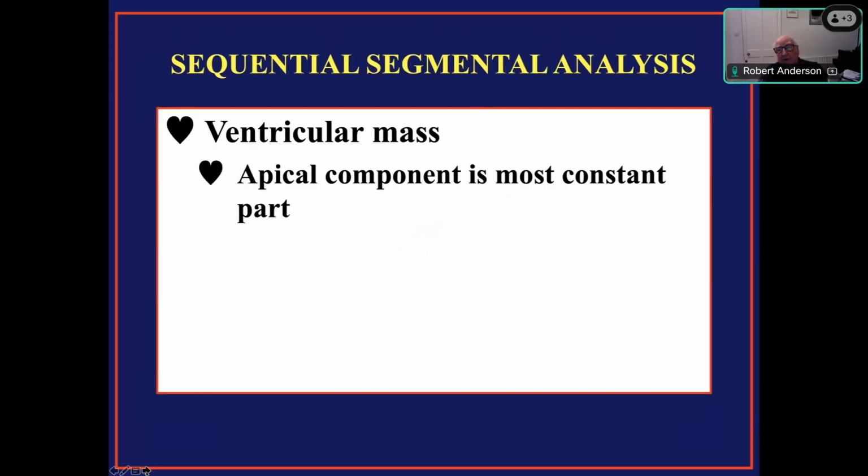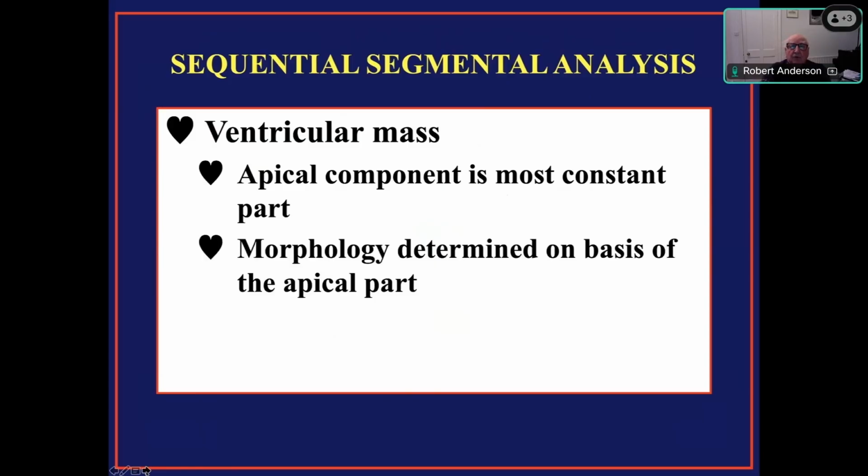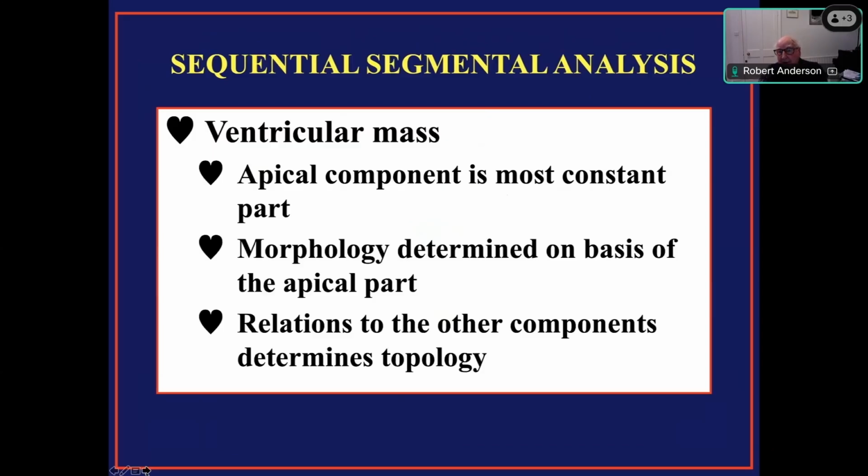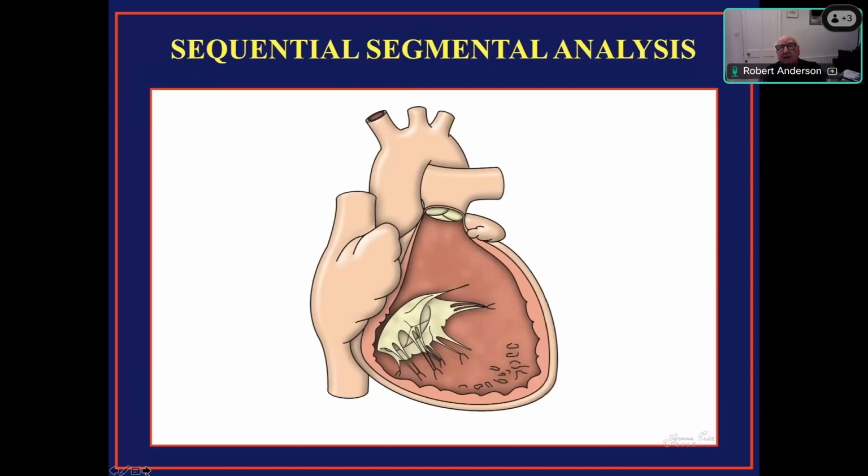And we know that within the ventricular mass, it is the apical component that is most constant. So that is what we use to determine morphologically leftness or rightness. There's then another very important component of the ventricular mass, because we can also look at the way that those other two components are related to the apical component, and that determines what we call ventricular topology. In Van Praagh notation, this is ventricular handedness or looping.